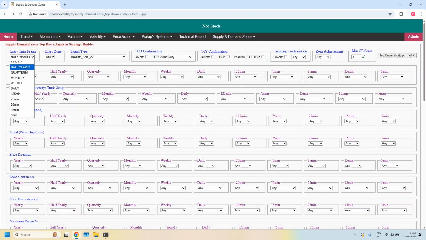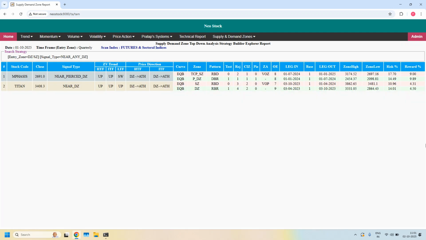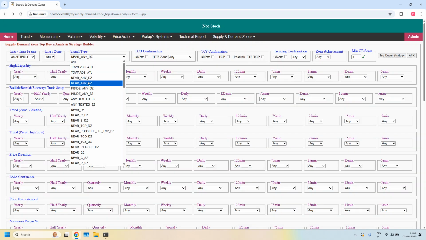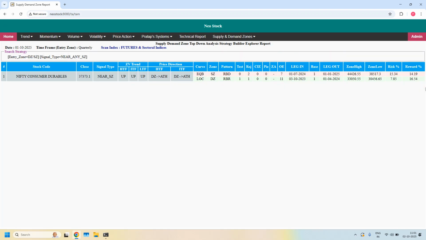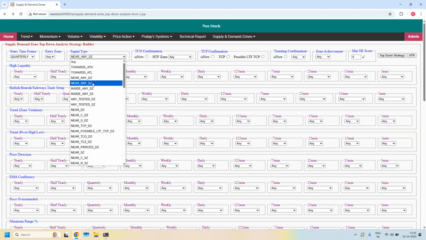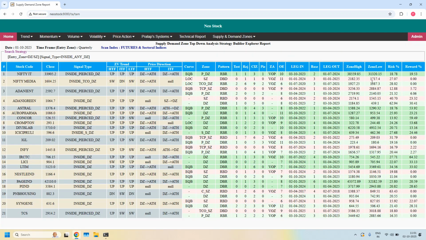Next time frame is quarterly. Stocks near to the quarterly demand zone, we got 2 stocks. Next, stocks near to the quarterly supply zone, we got 1 stock. Next, price closed inside the quarterly demand zone, we got 21 stocks.